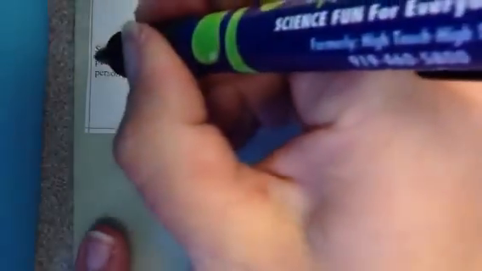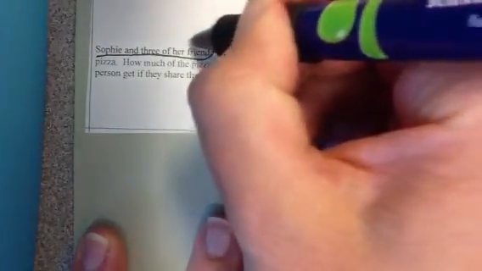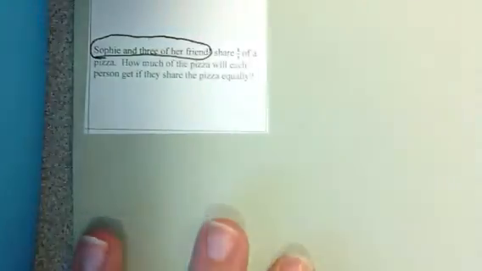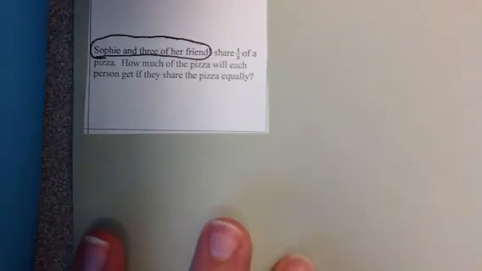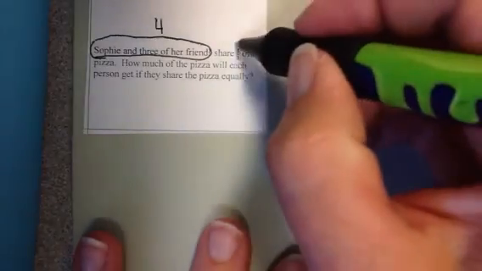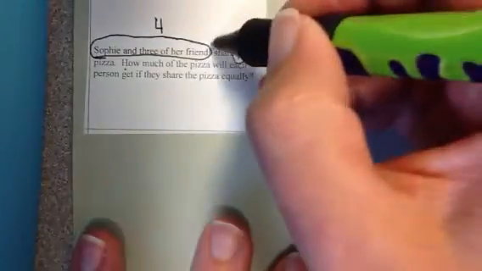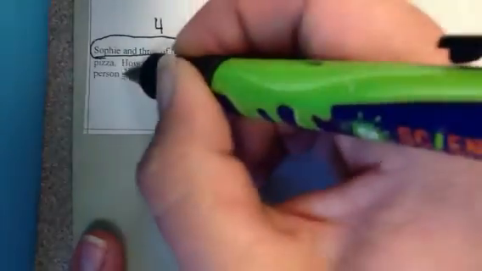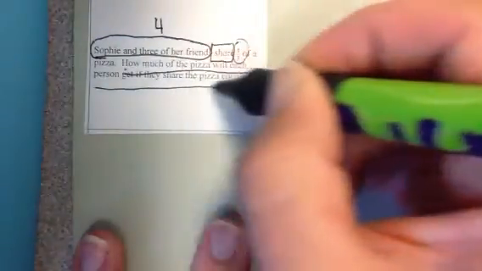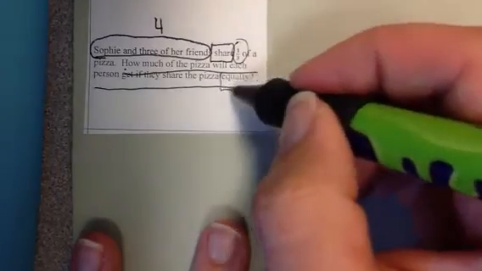Sophie and 3 of her friends. I'm going to circle that. Sophie and 3 of her friends. So how many people is that? 4. Share 1/3 of a pizza. They share 1/3 of a pizza. Share. Oh, there's my big clue. How much of the pizza will each person get if they share a pizza equally? Oh, they're sharing it equally.